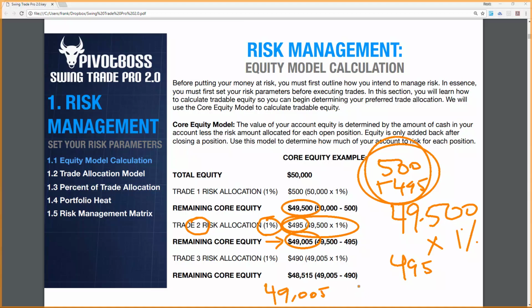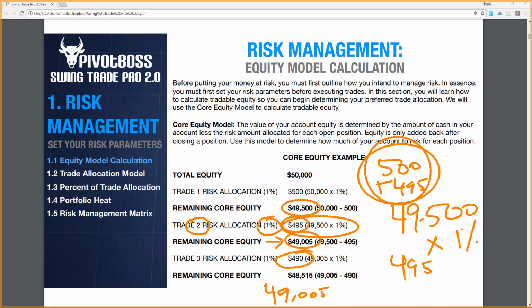That means 1% of your next trade would be $490, and you would continue on in that path. So core equity is basically your total equity, all the cash, everything in there, minus the amount of risk that's allocated to each open position.